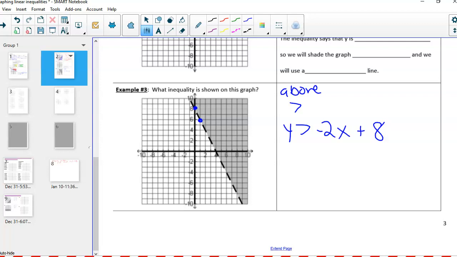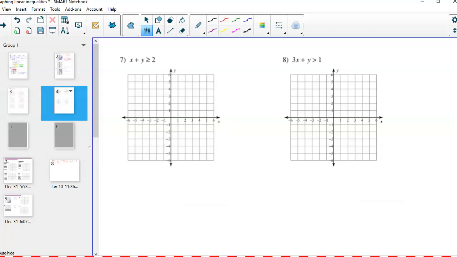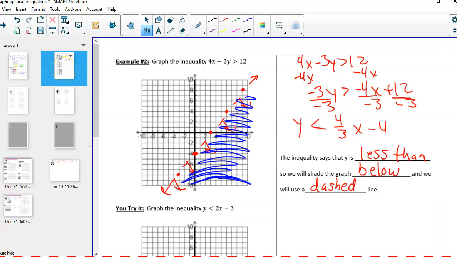Do we have questions on this part? No. I want you to try these next 10 examples. Start with the you try it and then work on the next 10 examples. Don't move seats, just work on them at your seat.